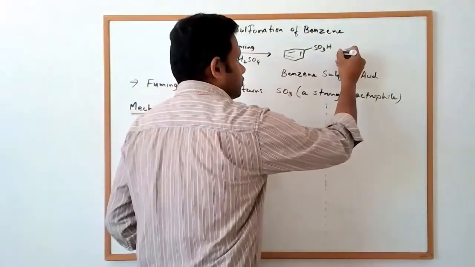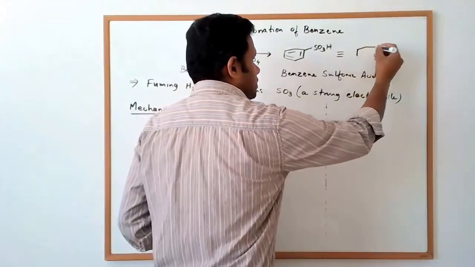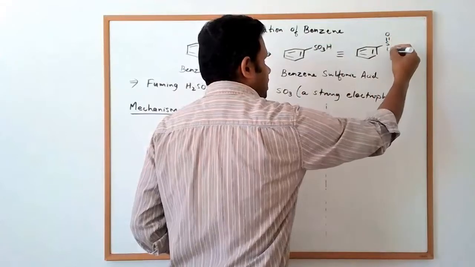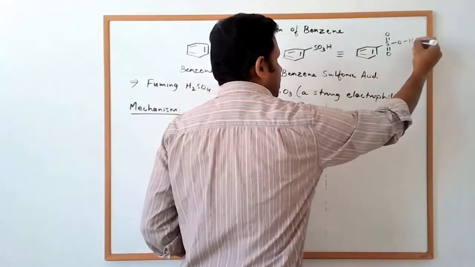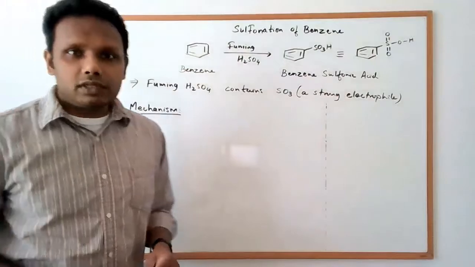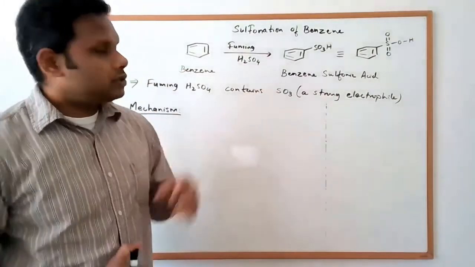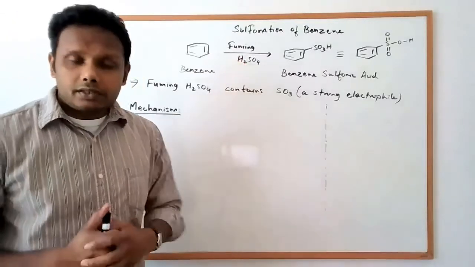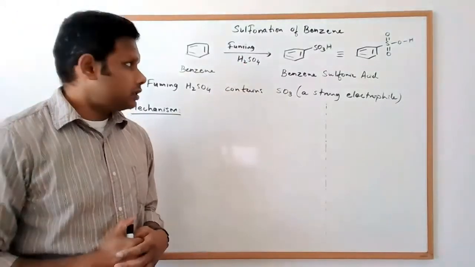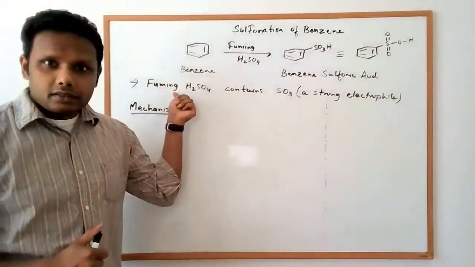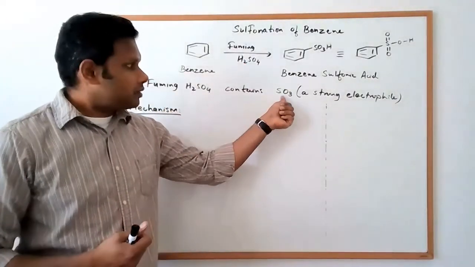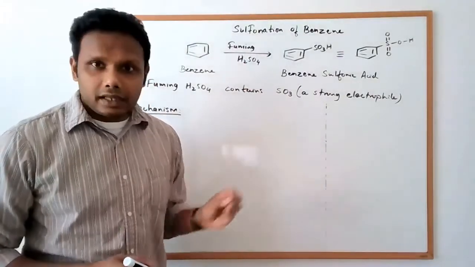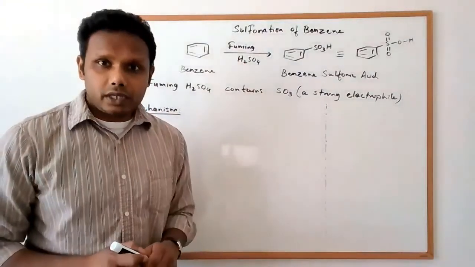So in terms of a Lewis structure, we are looking at a sulfur that is bonded to 3 oxygen atoms, and then one of them is a hydroxyl group. So that's the structure of benzene sulfonic acid. Like I said, the reagent that we use is fuming sulfuric acid. Now, fuming sulfuric acid contains sulfur trioxide. So sulfur trioxide is the electrophile for this particular reaction.